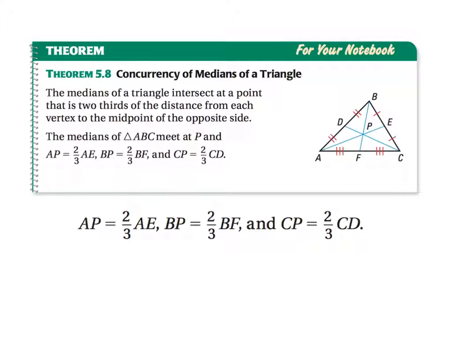So according to the theorem, we have this first statement. AP is equal to 2/3 of AE. So the length of AP is 2/3 the length of A to E. BP is 2/3 the length from B to F. So BP is equal to 2/3 times BF. And our last one, CP equals 2/3 of CD. So the length from C to P is 2/3 of the length from C to D. Make sure all of this is written in your notes as well, especially the stuff about the 2/3.